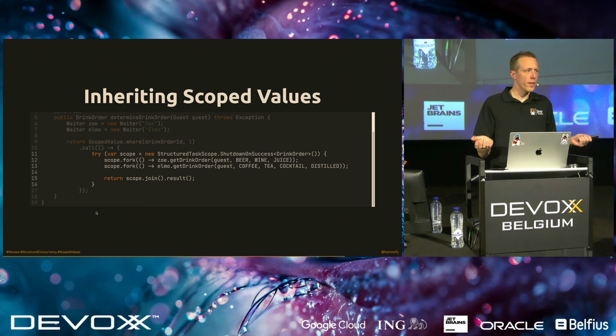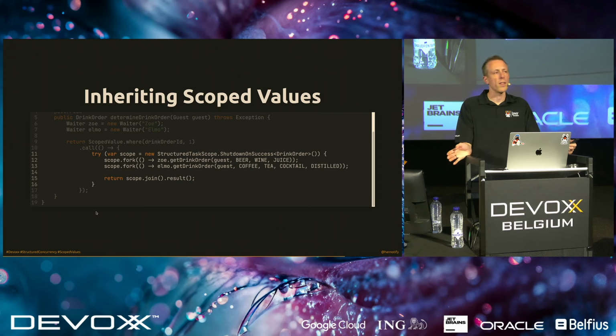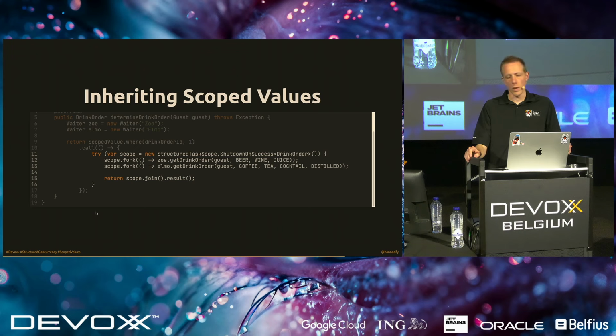However, if you combine it with structured concurrency like we've done here, it is possible to refer to them in the threads that are launched here. So the threads that are created here on line 12 and 13, at least by the structured concurrency construct, do have access to the scoped values that we defined there on line number 9.